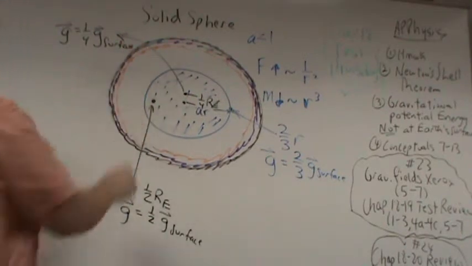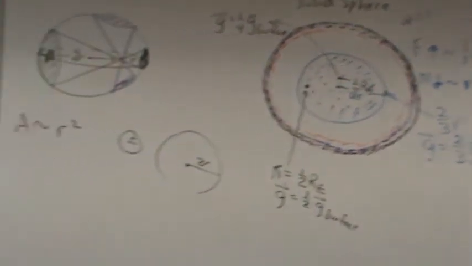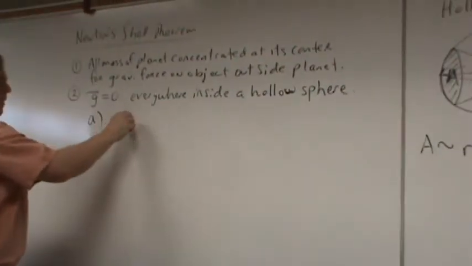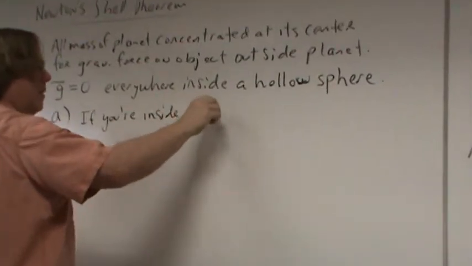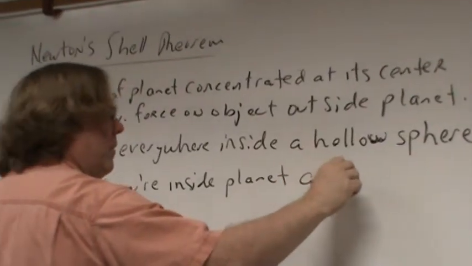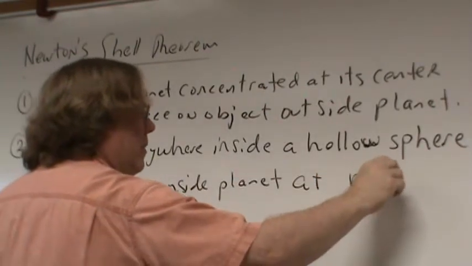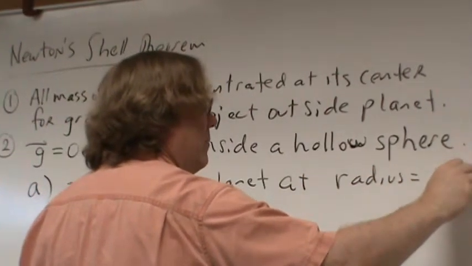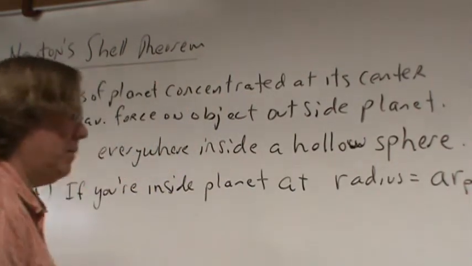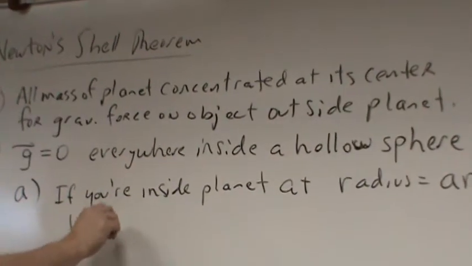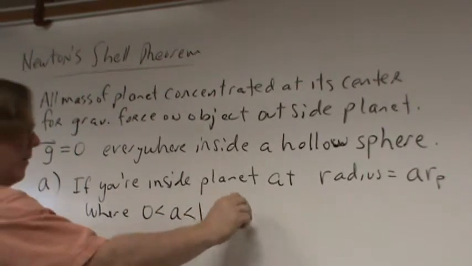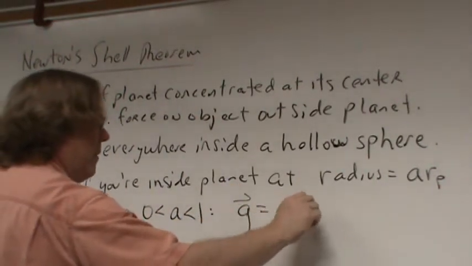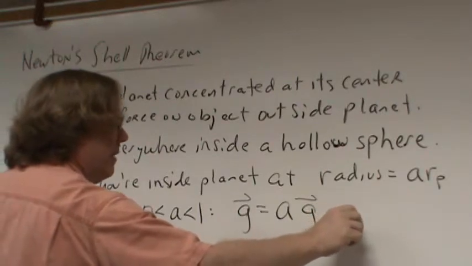And that's Newton's corollary to what happens when you're inside a solid planet. If you're inside the planet at radius equals a times the radius of the planet, where 0 is less than a, which is less than 1, then the gravitational field is going to be a times the gravitational field at the surface of the planet.